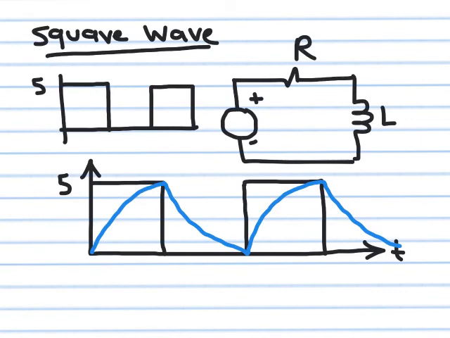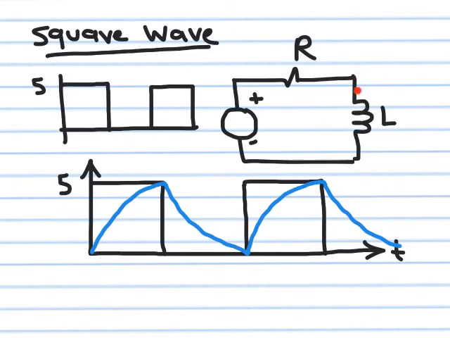What will happen if you have a square wave? So it's a train of pulses. The train of pulses is shown here. It goes up to 5 for a certain time, then drops to 0, then up to 5, and then 0, and then up to 5 and so on. So if you have that applied to this circuit, what's going to happen in the very beginning?